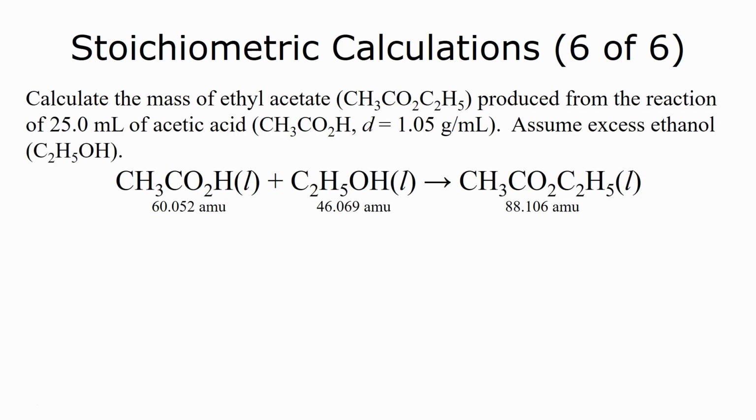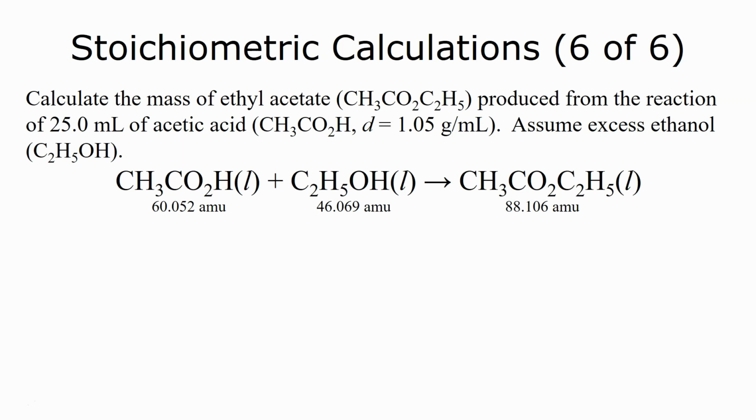It is important to note that you won't always be converting directly between mass and moles. Sometimes you require an extra step. In this example, we want to calculate the mass of ethyl acetate produced from the reaction of 25 milliliters of acetic acid, assuming excess ethanol. In this case, we don't have a direct calculation between volume of some compound to its number of moles. We have to go through an extra step.